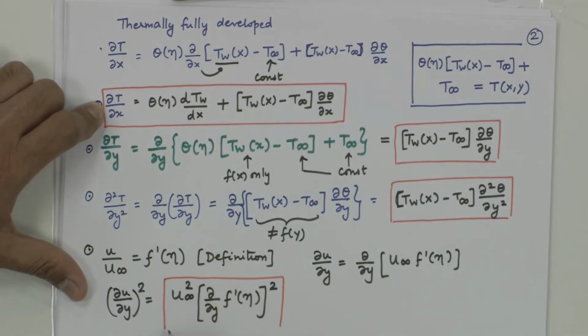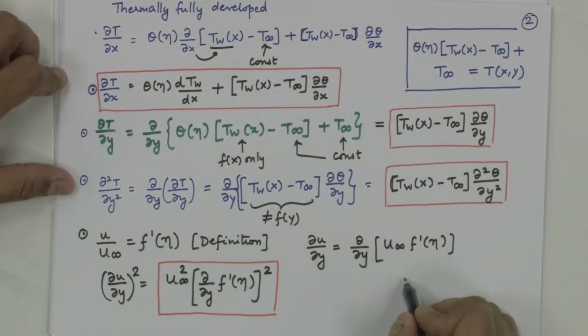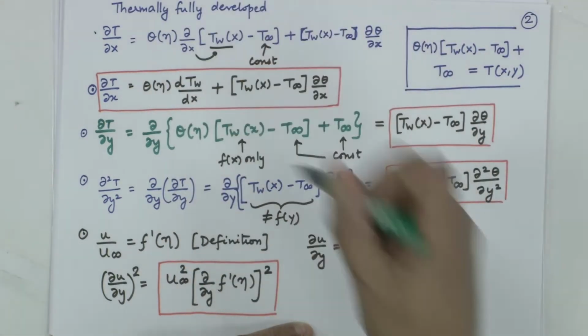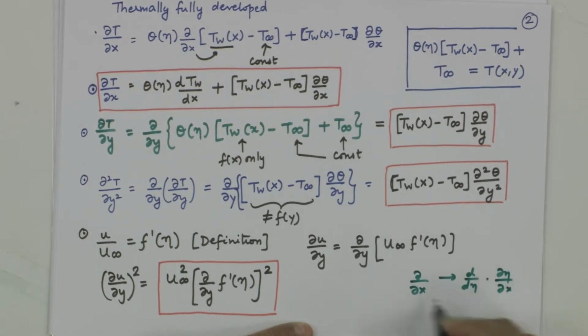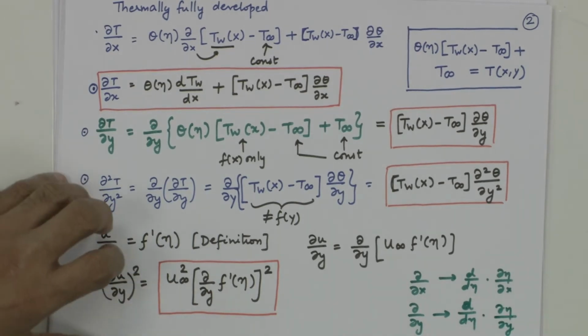Again, all these are going to be written in terms of eta. So, all this later on in the next couple of steps we will write this. d/dx would convert to d/d eta times d eta/dx. d/dy would convert to d/d eta times d eta/dy. This will be done. Now, we will substitute everything into the original energy equation.